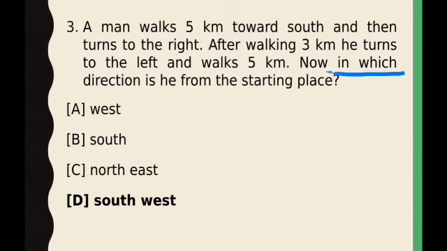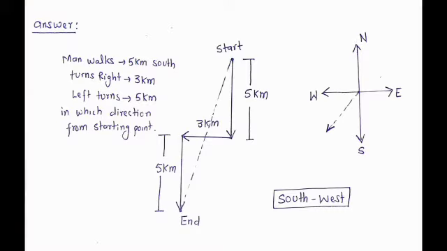So now in which direction is he from the starting place? So this time he is not asking how far is he from starting place. He is asking in which direction is he from starting place. So let's draw the traces for this man, and it goes like this. Let's suppose the man started from this point. Okay, this is my starting point, and he's saying a man walks 5 kilometers towards south. So we know south direction will be towards down. So we will be going downward and he will be traveling 5 kilometers.